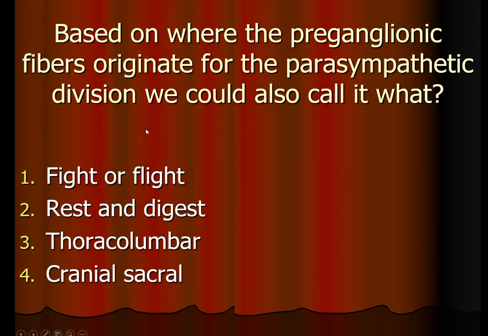So, based on where the preganglionic fibers originate for the parasympathetic division, we could call it the what? So we've had two names for each of these systems, right? Or the divisions. But look at the question. Is it asking, based on what it does, we would call it this, or is it based on the origin of the preganglionic neuron? So what's the best answer? Two is telling you what it does, right? It's wanting to know where the preganglionic neurons came off. They come off of the head and the sacrum, so that's the cranial sacral division. Okay?